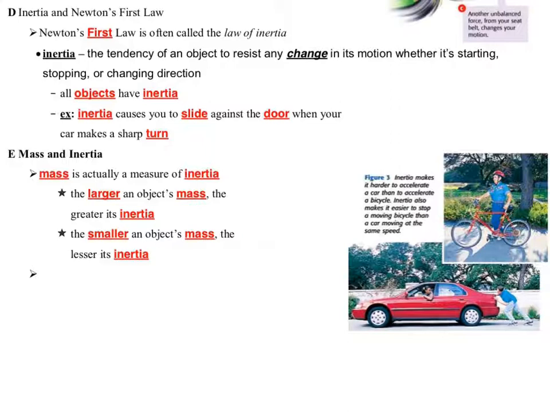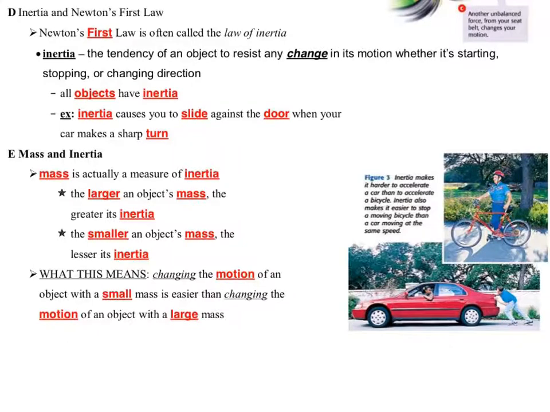So, our next question here is, is it easier to change the motion of an object with a small mass as opposed to an object with a large mass? Because inertia is the tendency of an object to resist any change in its motion, and because smaller massed objects have less inertia than larger massed objects, the answer is yes.